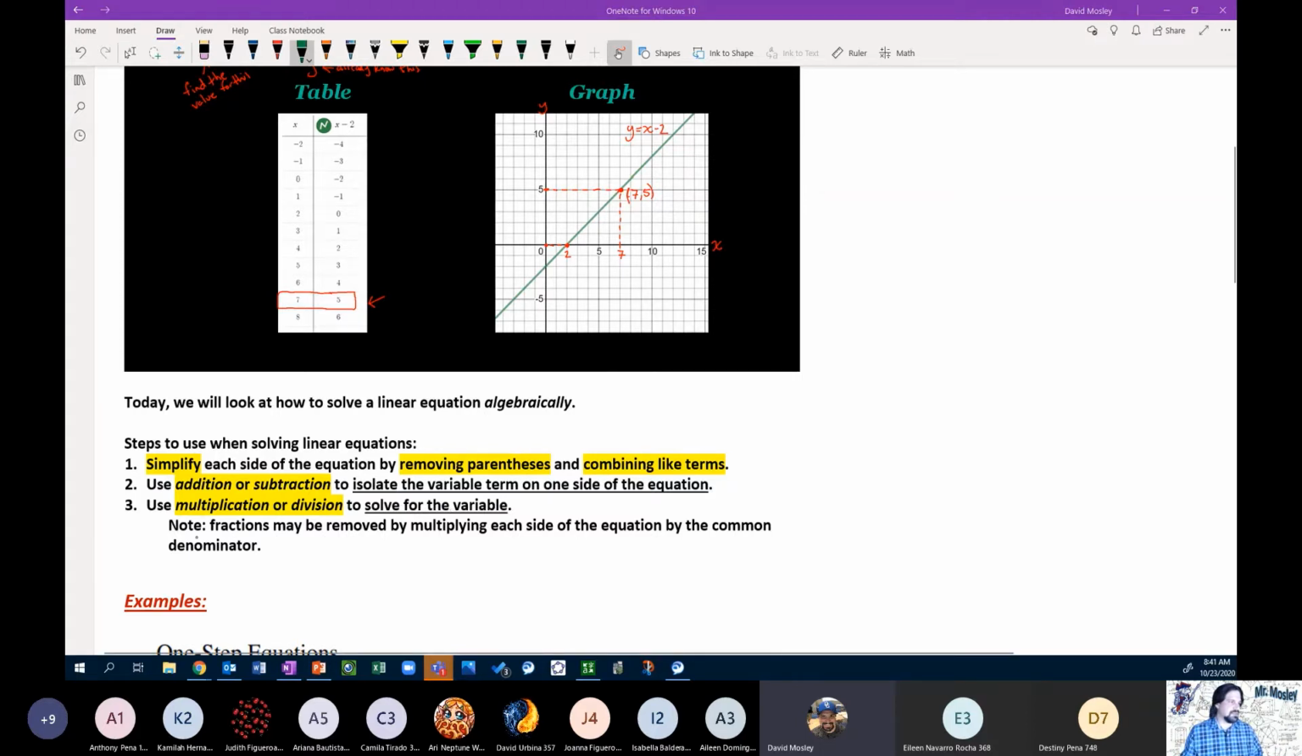We have this note. It's a little helper thing here. Fractions may be removed by multiplying each side of the equation by the common denominator. So if I'm dealing with a fraction, which fractions can be difficult to work with, I can get rid of the fraction by multiplying by the common denominator. Okay. And that means if there's fractions on both sides of the equal sign, I want to multiply by a number that will eliminate both of those fractions, so to say.